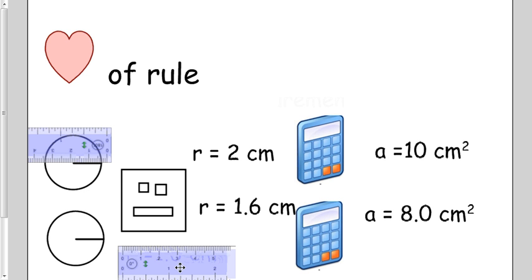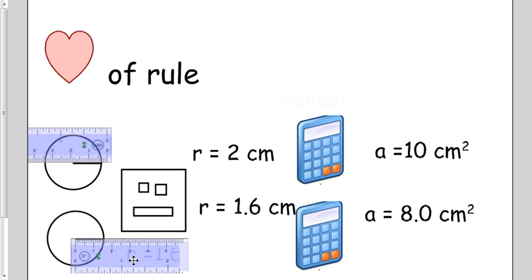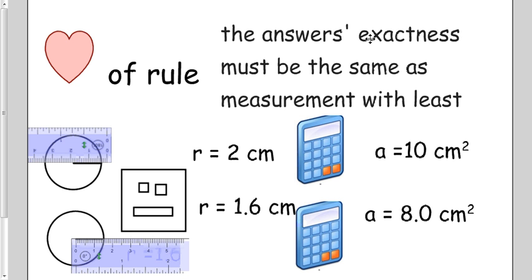Dr. Square would have done it like that. Here it's right around 1.6, and you can see he just guessed it at 2. But when he did it with 1.6, it came out to be 8. So when it says the heart of the rule, it's basically another way of expressing the rule. The answer's exactness must be the same as the measurement with the least amount of exactness.